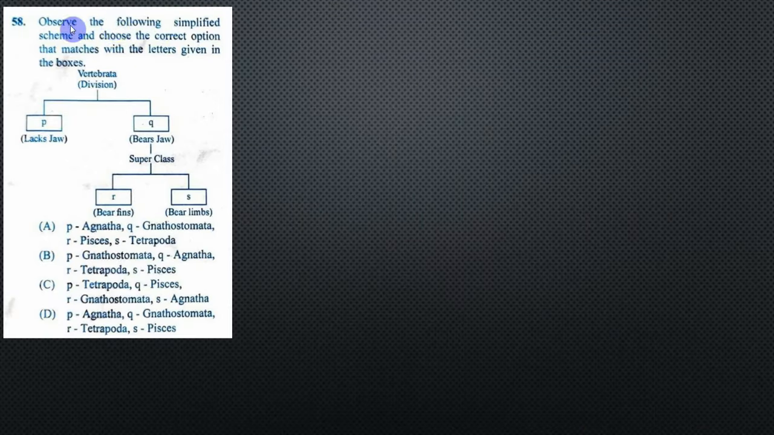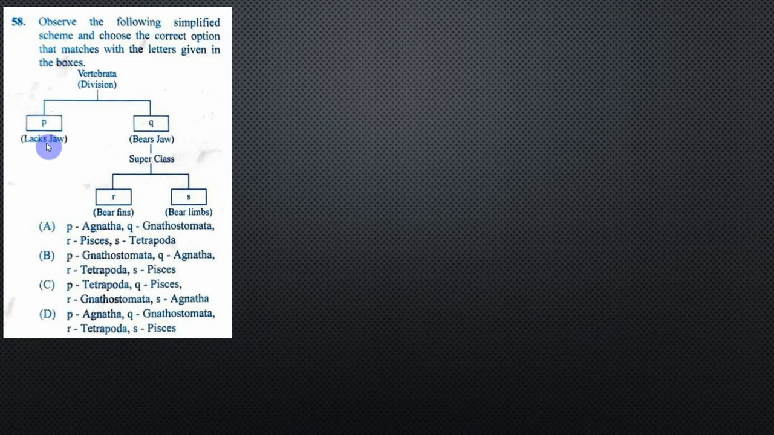Now moving on, observe the following simplified scheme and choose the correct option that matches with the letters given in the boxes. So they have given Vertebrata, which is splitting into two, that is P and Q. P means lacks jaw, Q means bears jaw. Again, this Q is split into two parts, that is R and S. R bears fins, S means bears limbs.